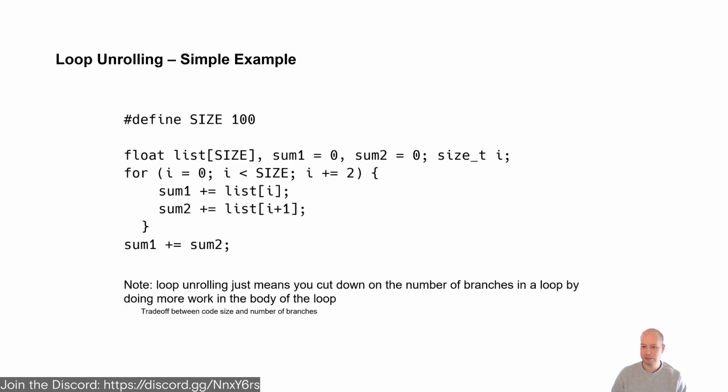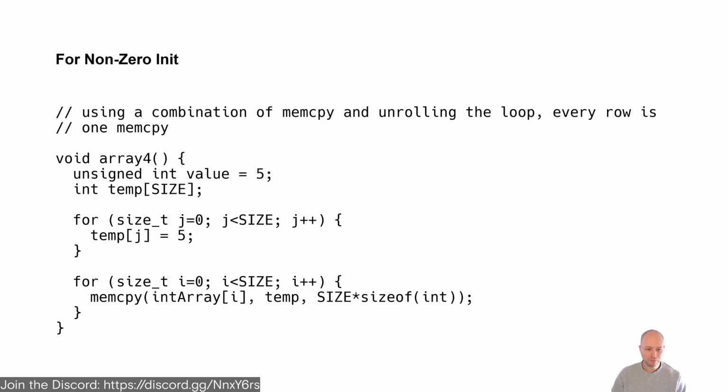So this is actually a very powerful optimization technique, but hard to determine when to use it, because at the end of the day, what's the point? You can just use memset, right? This is actually something that's really important for non-zero initialization. So if we use a combination of memcopy and unrolling, we can treat each row as a memcopy.